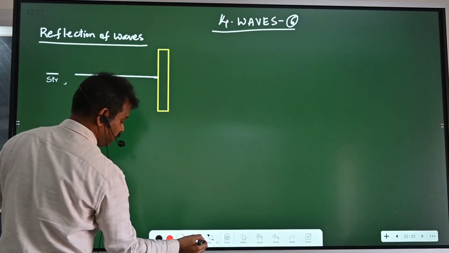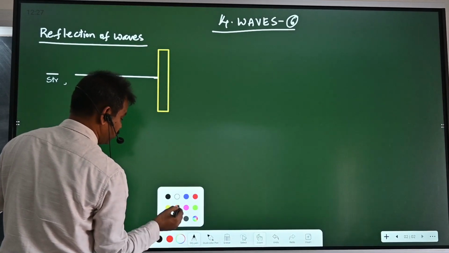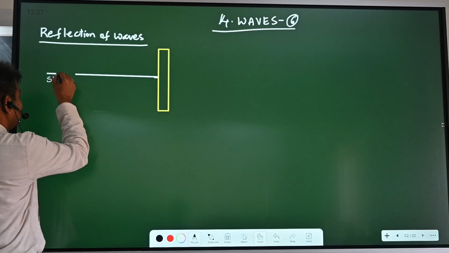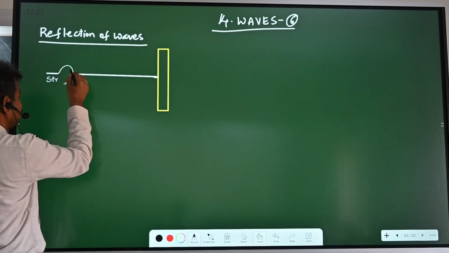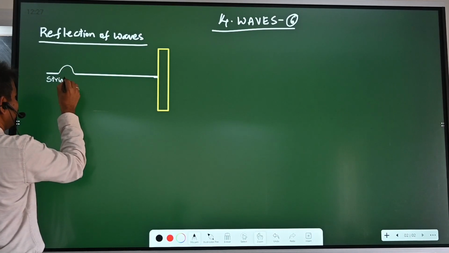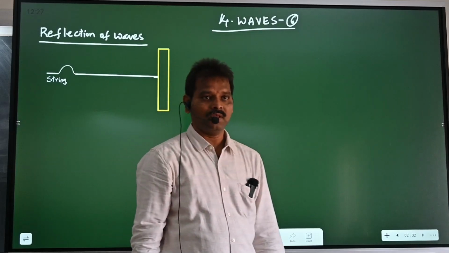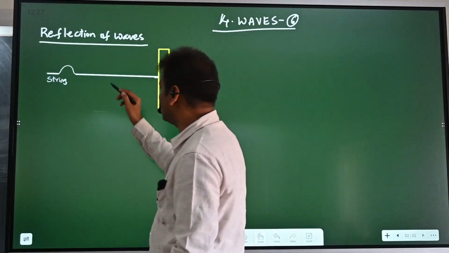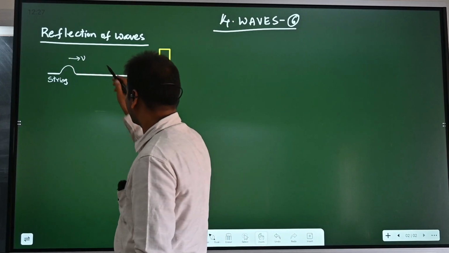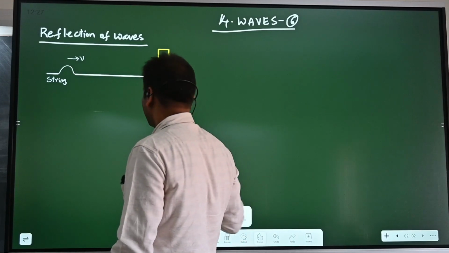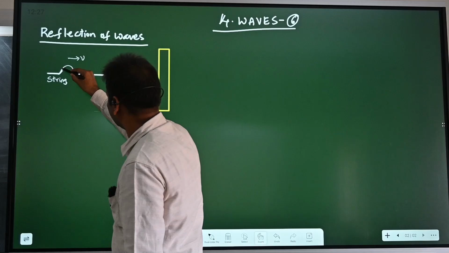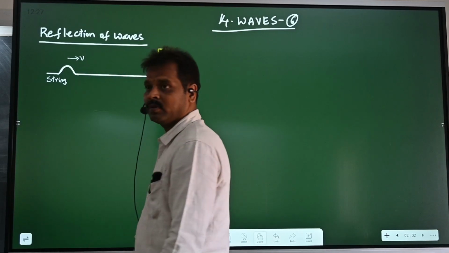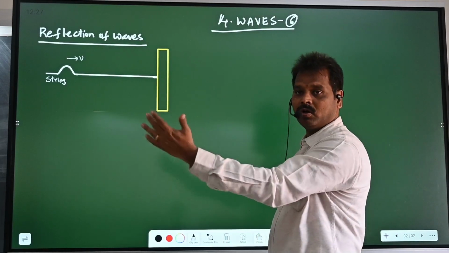So the pulse can be drawn now. This is the pulse that is created in the string. So the pulse is traveling from where to where? Left to right, with a velocity v. So this is the pulse that is created on the string. It is moving from left to right.